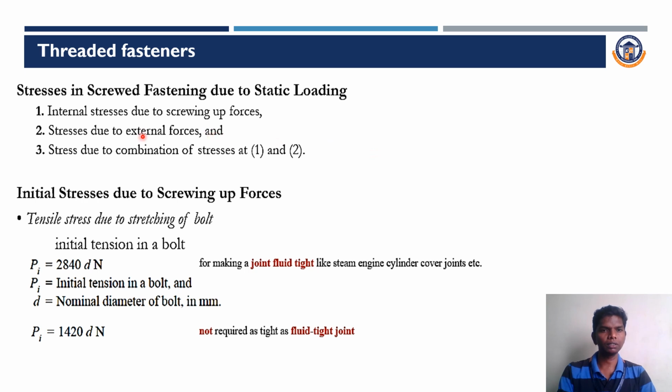And threaded fastener, the stresses in screwed fastening due to static loading. So in static loading, the stresses in the fastener are the internal stress, the stress due to the external force, and the stress due to the combination of 1 and 2. And the second one is the initial stress due to the screwing up of forces. These are the terminologies used to find out the tensile stress due to the stretching of the bolt.